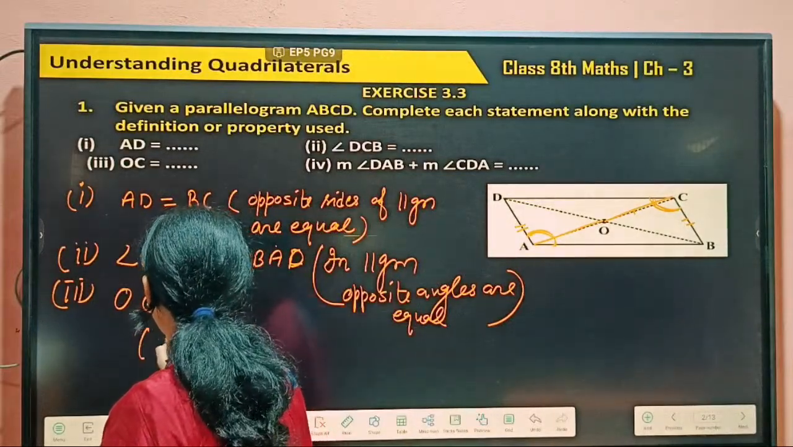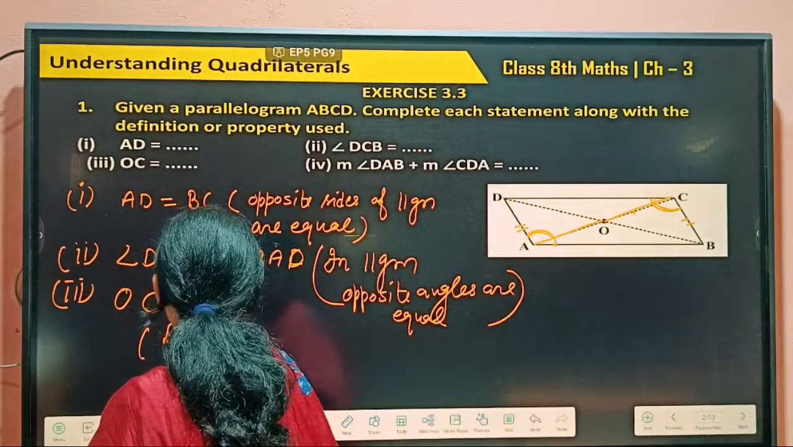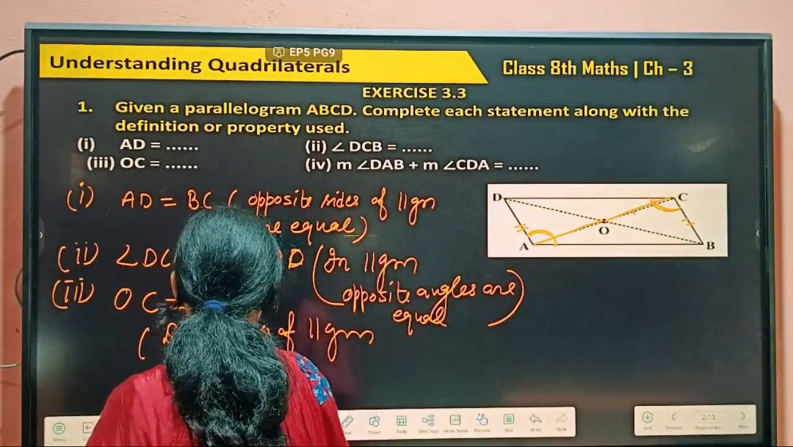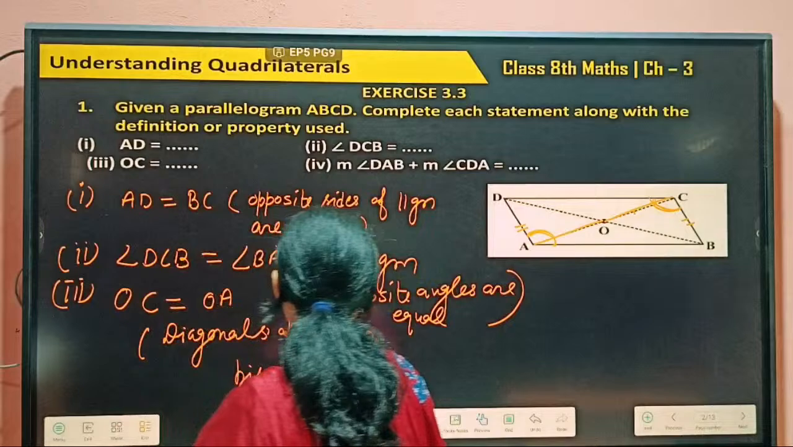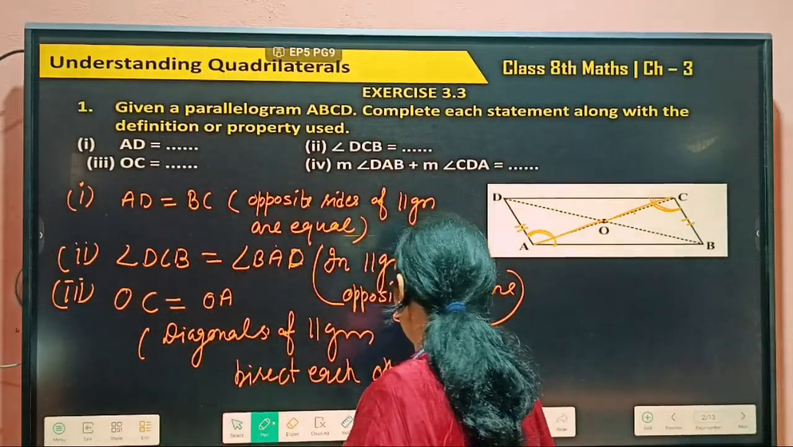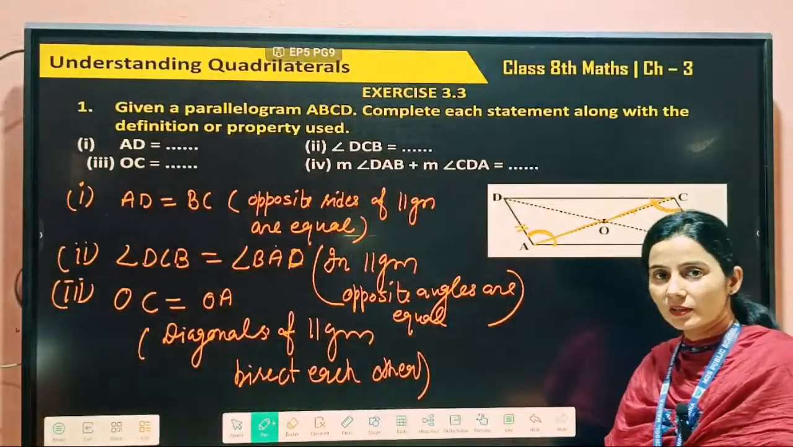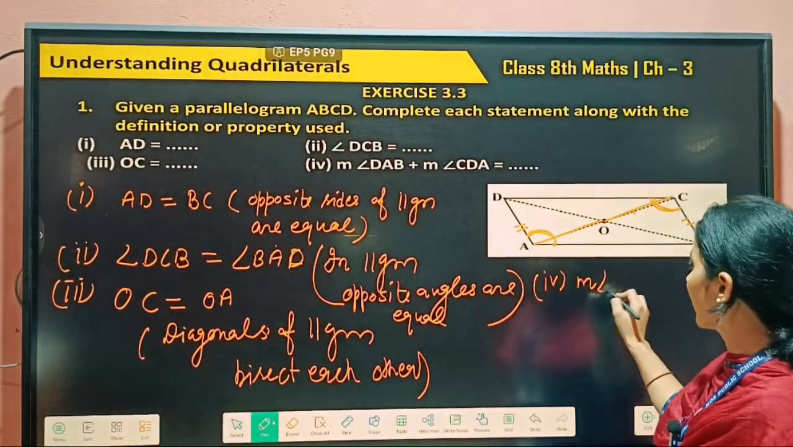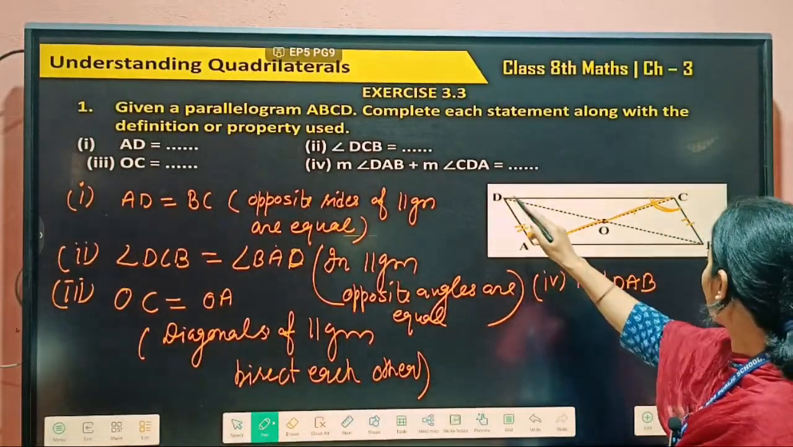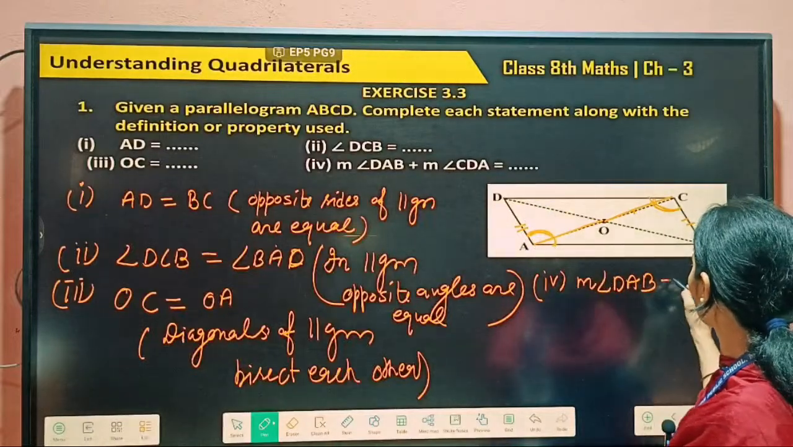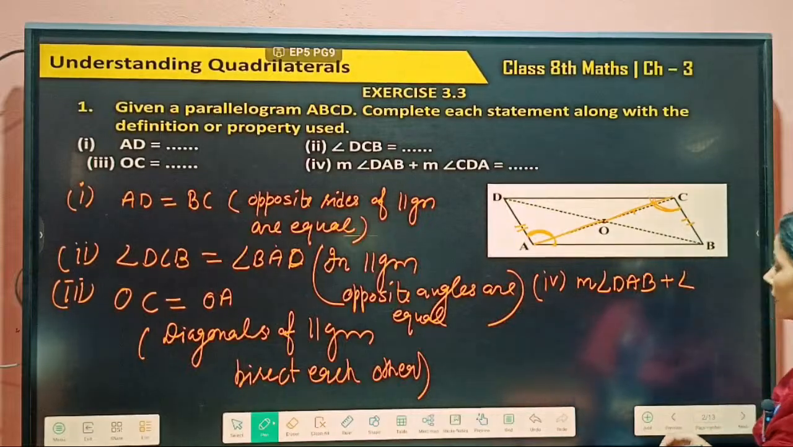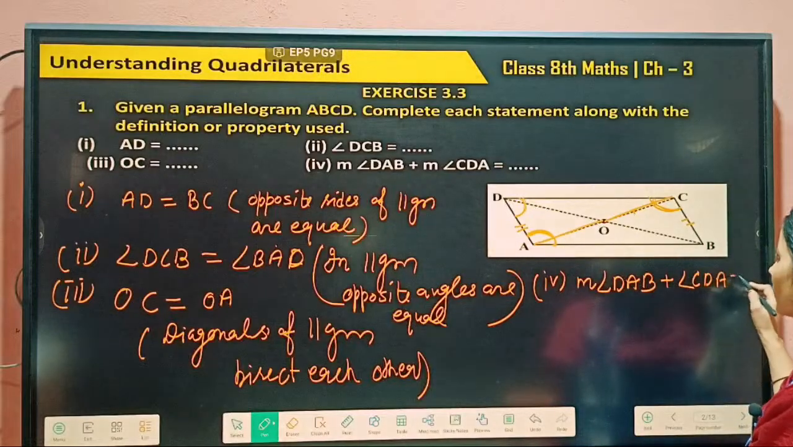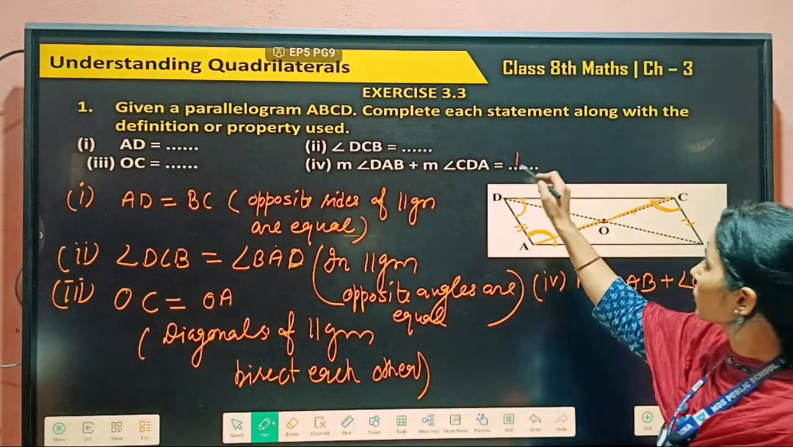The reason will be: diagonals of a parallelogram bisect each other. Diagonals of a parallelogram bisect each other. Now, the fourth part: measure of angle DAB, this angle, plus measure of angle CDA, this angle, equals 180.